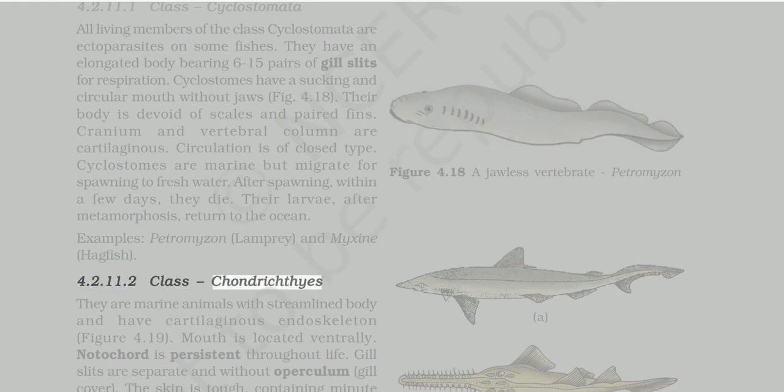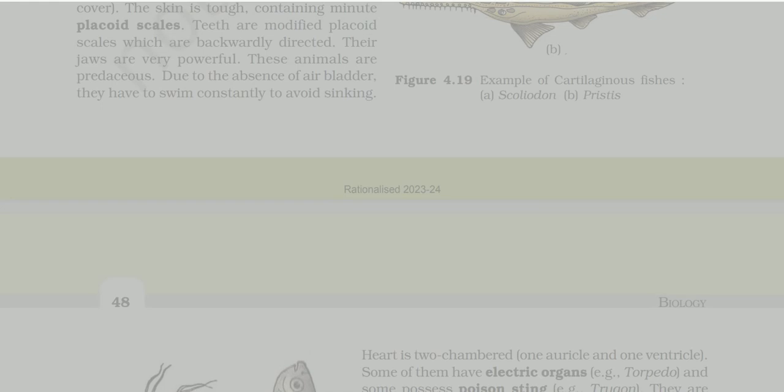4.2.11.2 Class Chondrichthyes. They are marine animals with streamlined body and have cartilaginous endoskeleton, figure 4.19. Mouth is located ventrally. Notochord is persistent throughout life. Gill slits are separate and without operculum, gill cover. The skin is tough, containing minute placoid scales. Teeth are modified placoid scales which are backwardly directed. Their jaws are very powerful. These animals are predaceous. Due to the absence of air bladder, they have to swim constantly to avoid sinking.